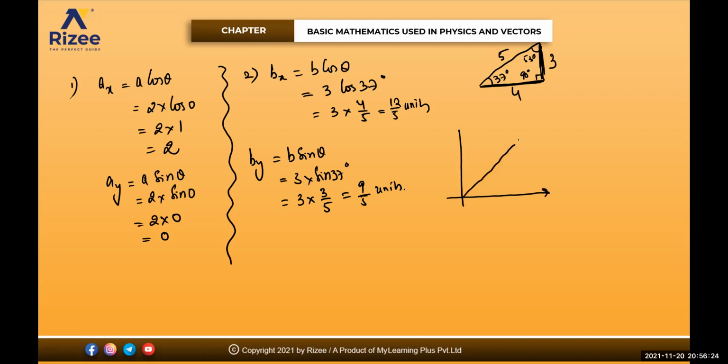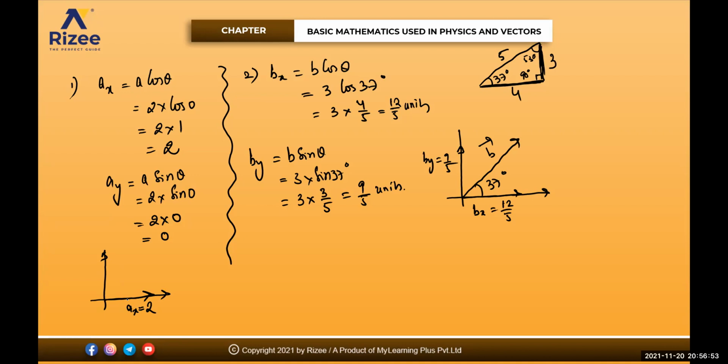See, this is the vector b bar. This was making an angle 37. So this will become for me bx. So this bx is equal to 12 by 5. This will become for me by. By is equal to 9 by 5. Clear? For this one, if I am drawing the diagram, the vector is only along x-axis. That is 2. There is no y-axis. Y-axis 0. Clear for everyone?